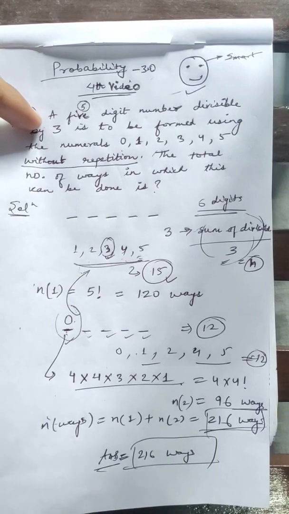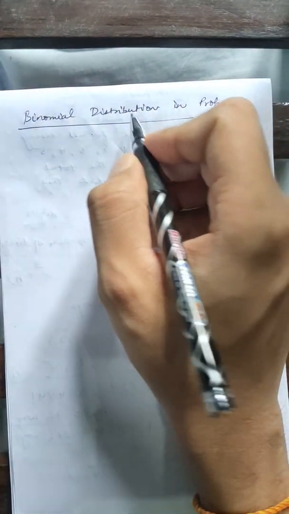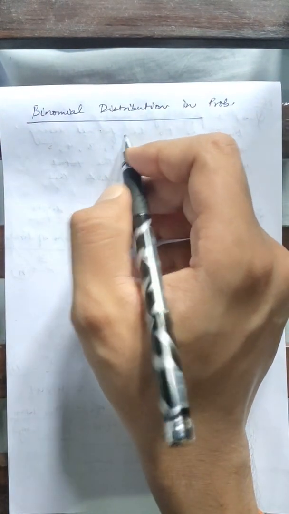So the next question will be our probability question. Now we are going to discuss the binomial distribution here. Earlier, in the basics video, I talked about combinations, and now I'm going to talk about the application using the binomial distribution.